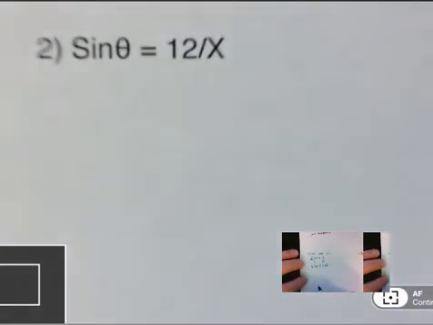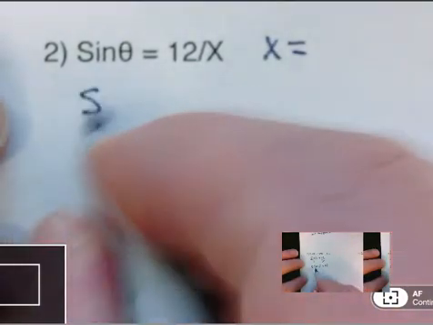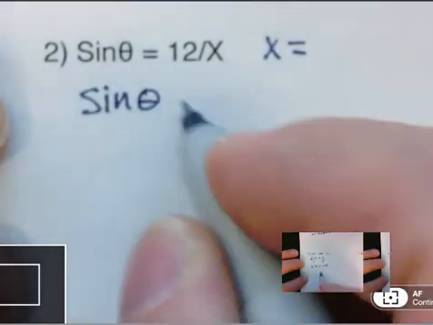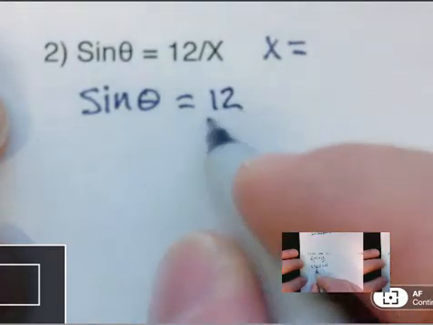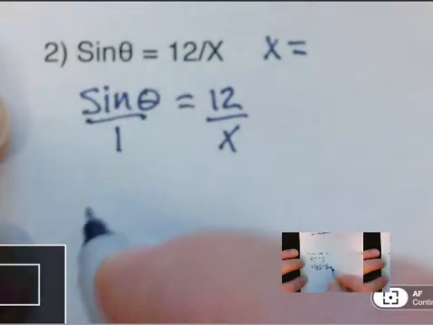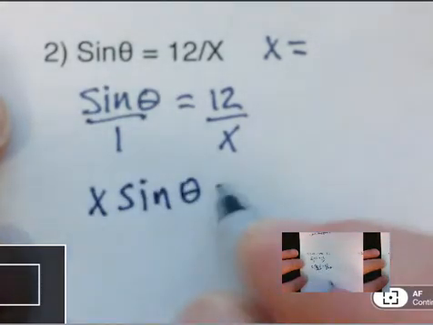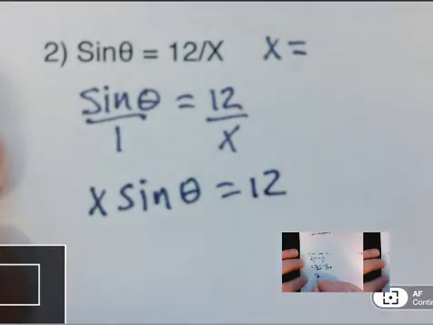But we can now see that x is not by itself. It's being multiplied by sine theta. Since these two are being multiplied, the way to undo multiplication is division. So we divide both sides by sine theta. Sine theta over sine theta is 1, so it cancels, and we're left with x equals 12 over sine theta.